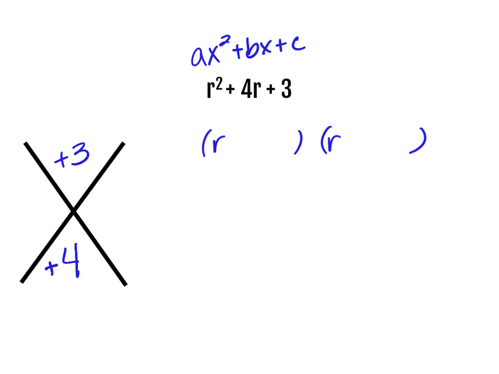So now we need to talk about our signs. In this case we have plus b and plus c. So that means both of these binomials are going to be addition.